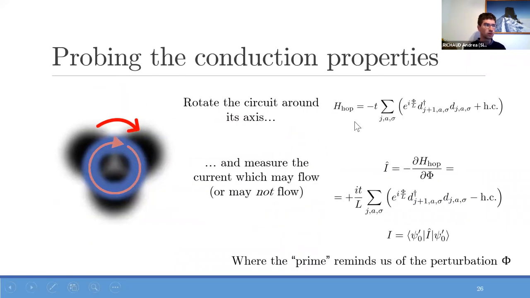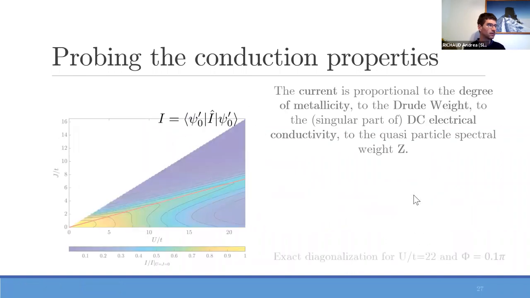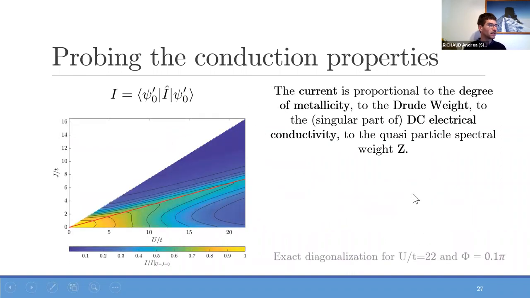To be more formal, I switch on a vector potential proportional to the electric field, proportional to phi, and I define the associated current operator, which is simply the derivative of the Hamiltonian with respect to the applied flux. And I measure the expectation value of this operator in the ground state of the system. So this is the result that I find.